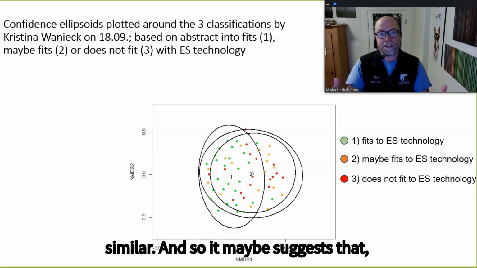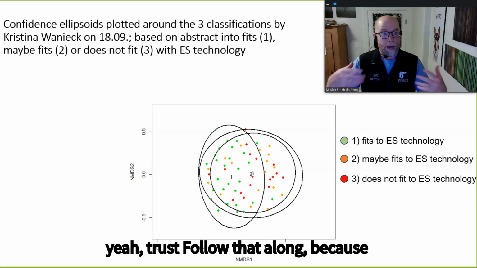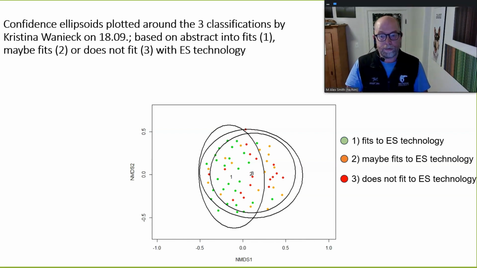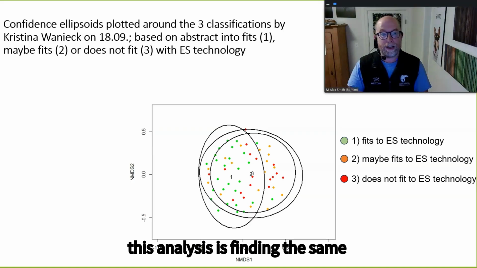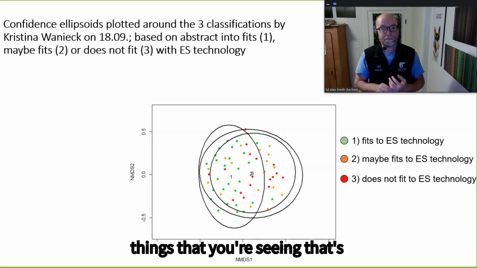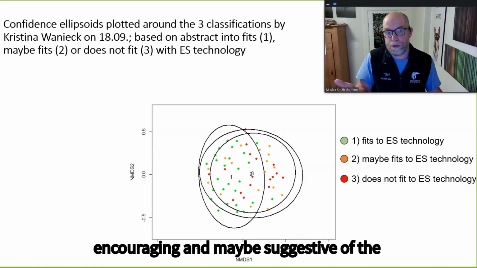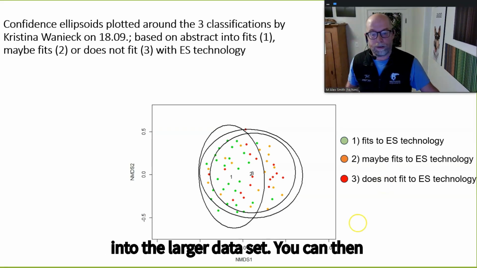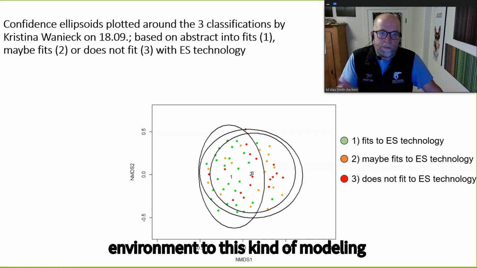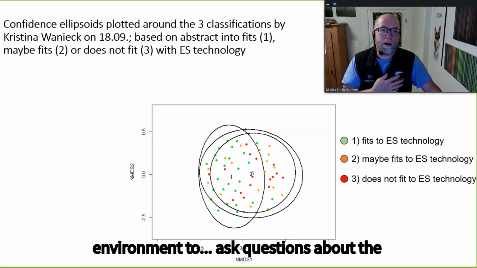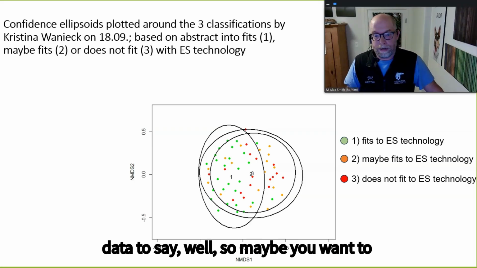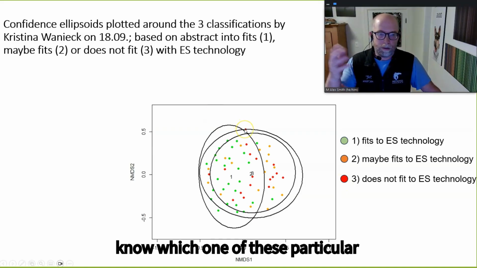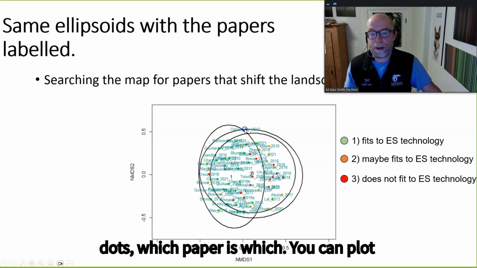So it maybe suggests that we should follow that along, because this analysis is finding the same things that you're seeing. That's encouraging and maybe suggestive of the value of expanding this out into the larger data set. You can then do all sorts of things in this modeling environment to ask questions about the data, for instance, you may want to know which one of these particular dots, which paper is which.